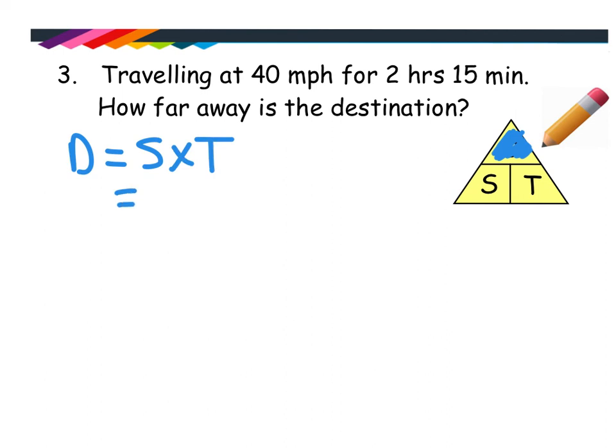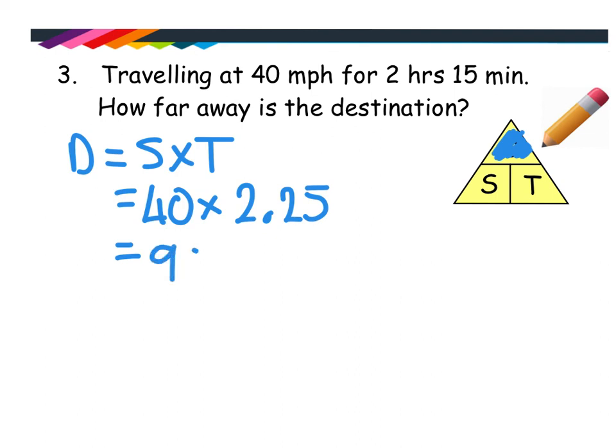So your speed was 40 miles per hour. And your time was 2 hours 15. So 2 hours 15 is 2¼ hours, which is 2.25. Remember, 15 minutes is 0.25. And then if you do that on your calculator, you should get 90. So our distance is 90. Because it was miles per hour, it means my distance was 90 miles. Okay, so a wee reminder that your units come from the speed.